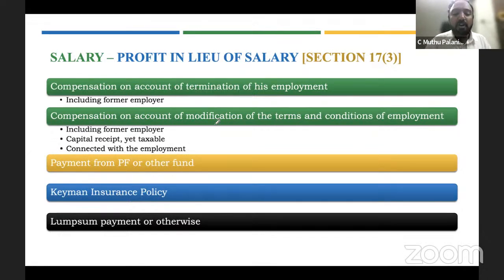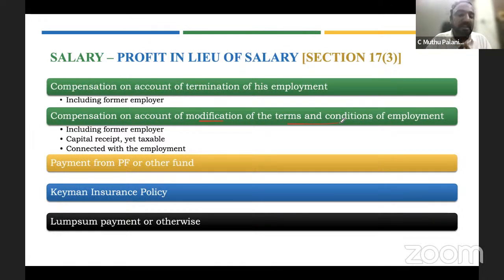Compensation on account of modifications of the terms and conditions of employment. For example, currently a company has put me in the statutory audit team. Then suddenly, due to various reasons, the statutory audit team is going to be closed down. So they are changing the terms and conditions of my employment and saying that I will be involved in the treasury operations. For this change, since they are forcefully moving me from the audit team to the treasury team, they are telling me they'll give me 5 lakhs. Since the money I'm receiving is because of the modifications of the terms and conditions, whatever I receive will be taxable under salary.